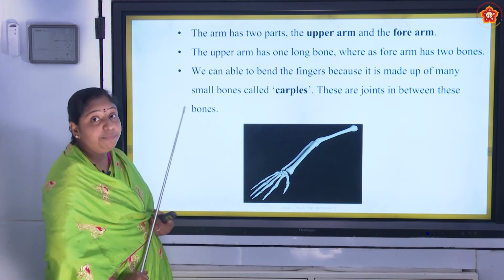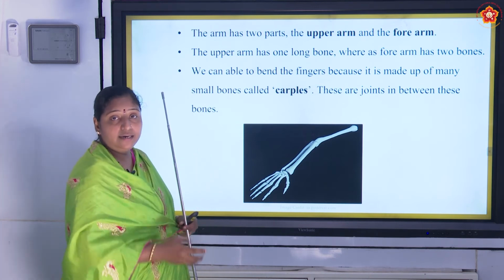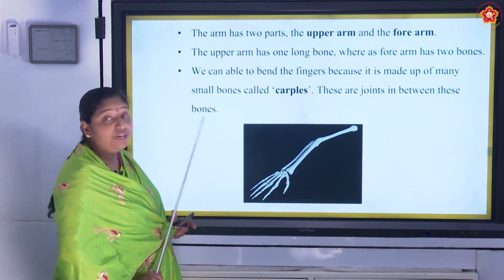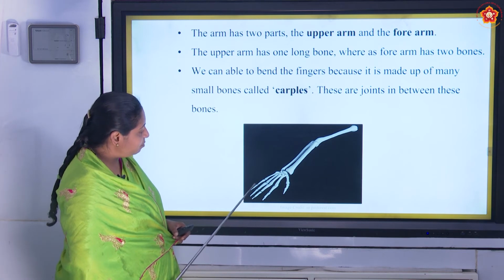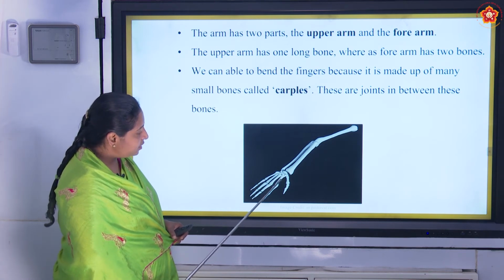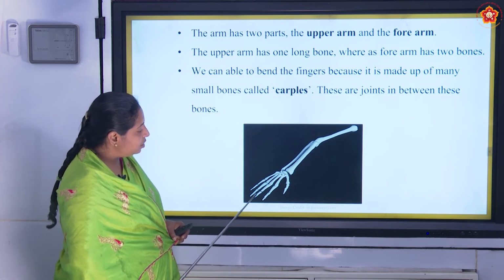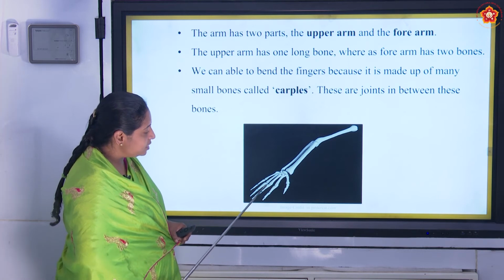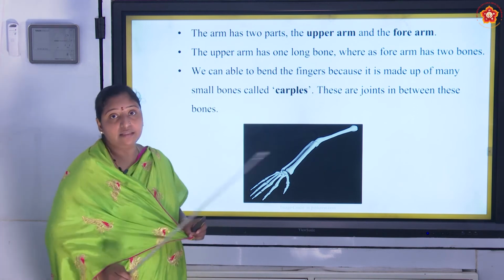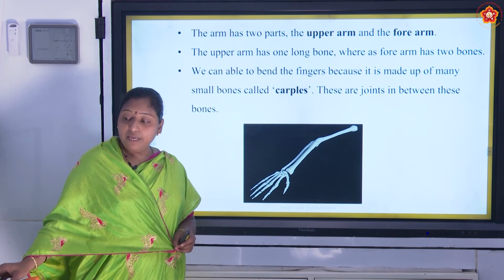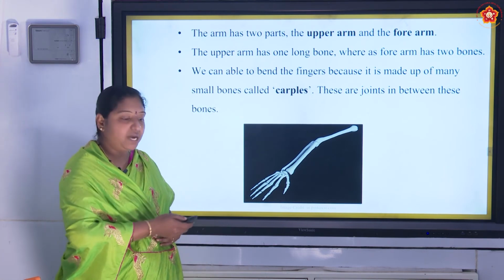And we are able to bend the fingers easily. Is it not? We can bend our fingers. Otherwise we can't write and we can't do any work also. How is it possible? We can bend our fingers because they are made up of many small bones. These are called carpals, and these carpals are joined together because there are small joints here. So with this we can bend our fingers. In the previous class also I told, if there are joints then only we can bend our body parts.